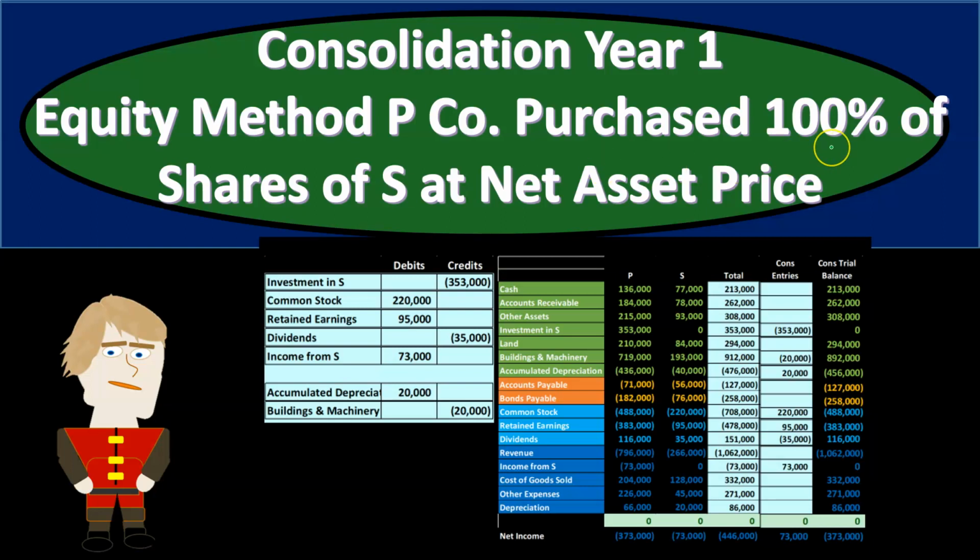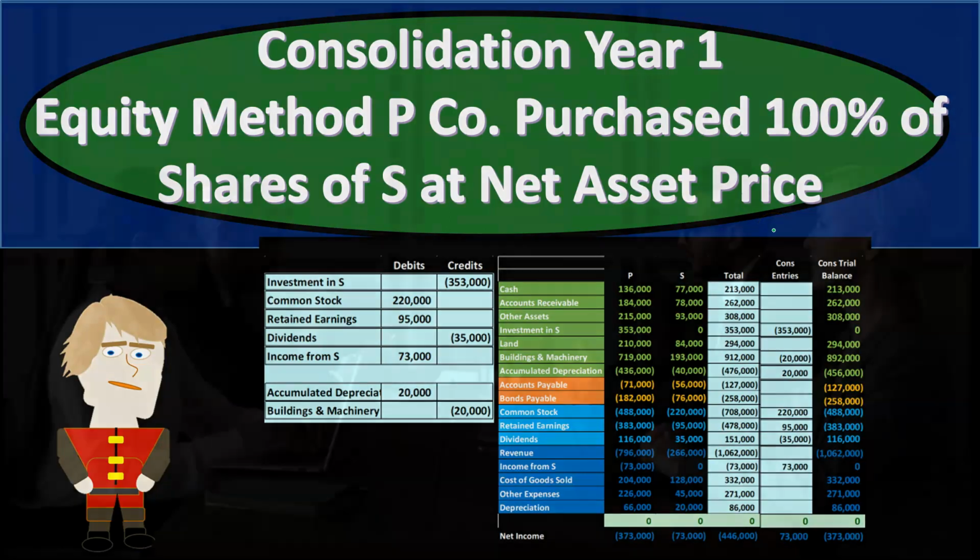P has a 100% interest in S. And when the purchase took place, it was purchased for the net asset price.